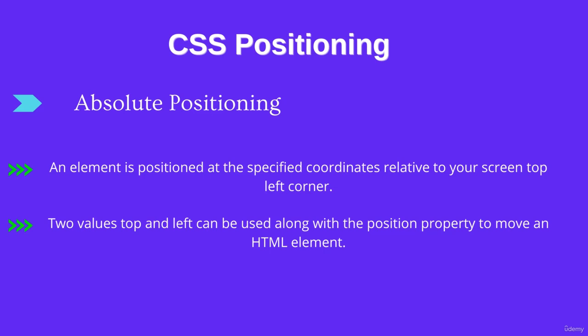The element is positioned at the specific coordinates relative to your screen's top left corner. So the top left corner will be taken as the origin for the coordinates. Two values, top and left, can be used along with the position property to move an HTML element. For example, if you pass 0, 0 in the absolute position, it will go to the top left-hand side, and if you want to make some changes, you can just keep changing the left and top values to put it at a particular position.